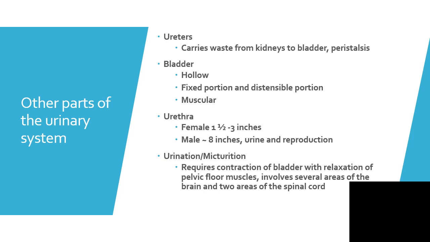Urination also has a more medical term called micturition. It requires the contraction of the bladder with relaxation of pelvic floor muscles. This involves several areas of the brain and 2 areas of the spinal cord. Urination is a coordination between bladder and pelvic floor. When the bladder fills and stretches, bladder contractions are inhibited. This is the sympathetic stimulation.